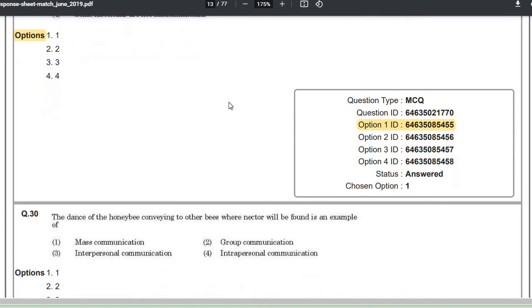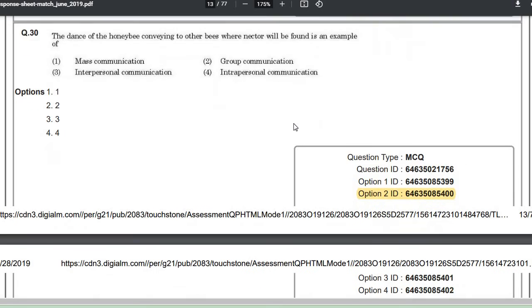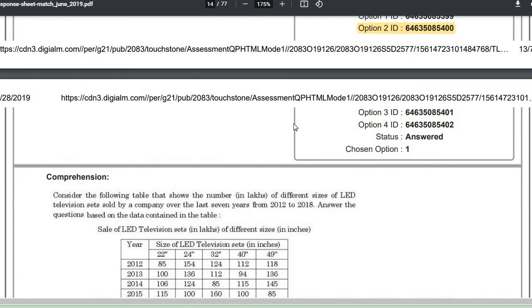Okay, now coming to question number 30. The dance of a honeybee conveying to other bees where nectar will be found is an example of: number 1 mass communication, number 2 group communication, number 3 interpersonal communication, number 4 intrapersonal communication. The dance of the honeybee conveying to other bees means the group of bees is being called for nectar, so the answer is group communication.